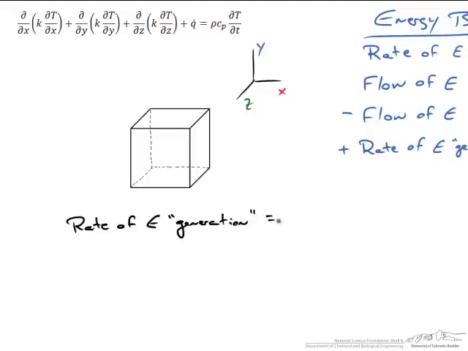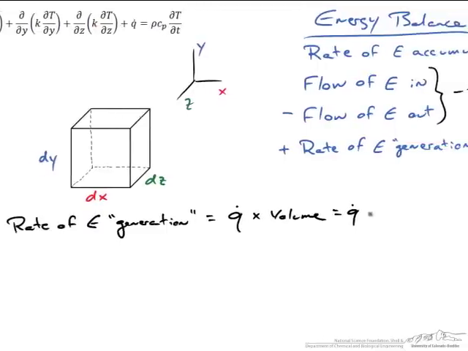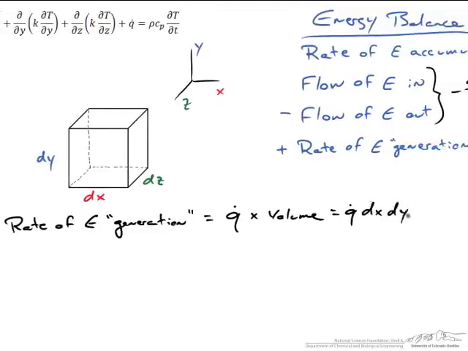So what we've got is the rate at which energy is being generated is equal to a variable, we'll call it Q dot, and this Q dot is the amount of energy per unit volume. So we need to actually multiply by the volume of our box. And the volume of our box, of course, is simply, it's a cube, so we've got dx multiplied by dy multiplied by dz. So we've got the rate of energy generation is equal to Q dot times dx dy dz.